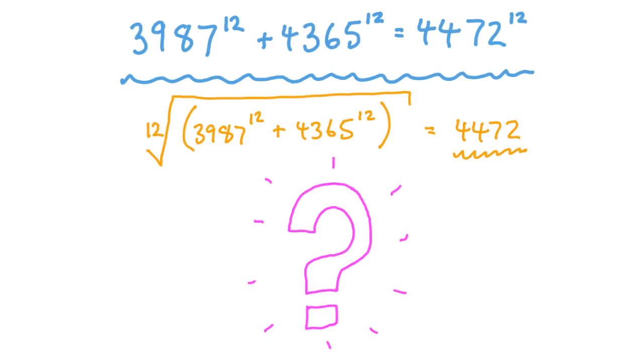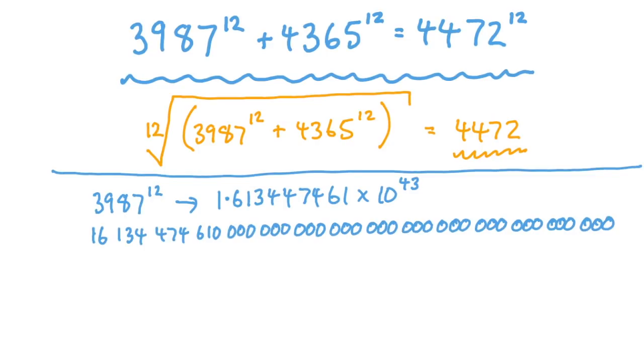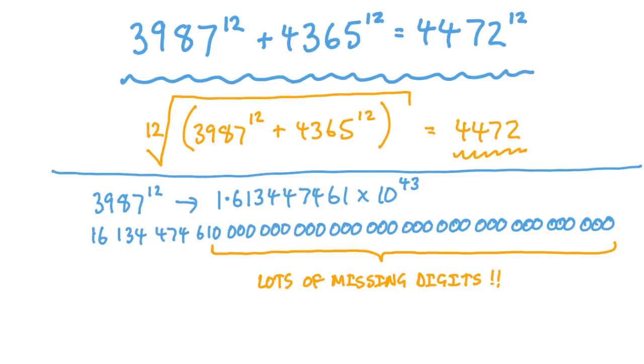Or has he? Well, the issue here is that most calculators only hold a certain number of significant digits, usually 10. So, for example, 3,987 to the power of 12 would be saved as 1.613447461 times 10 to the power of 43. Now that's 163447461 with 34 zeros after it. The calculator has lost track of loads of digits and stored an answer that isn't entirely precise.